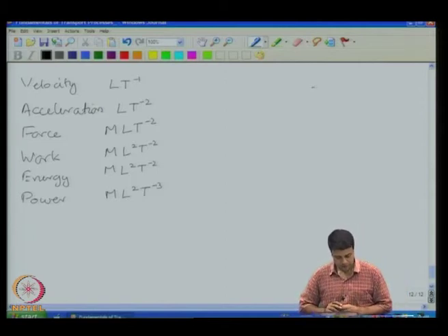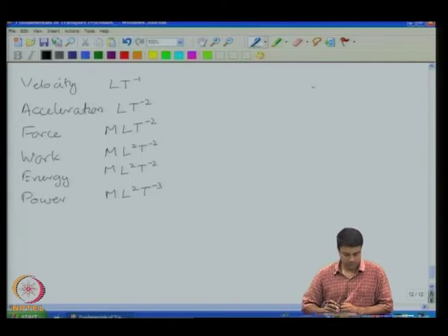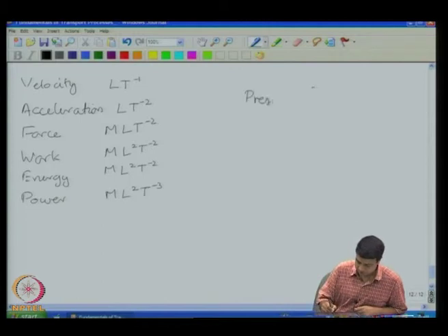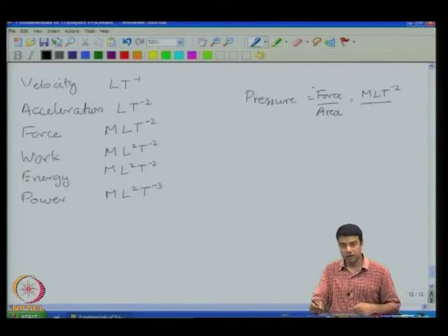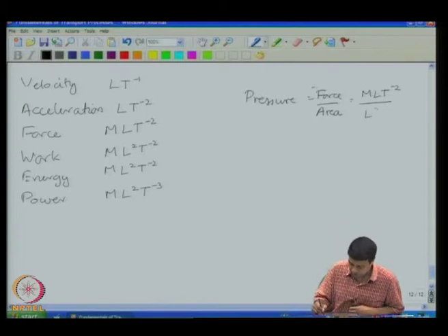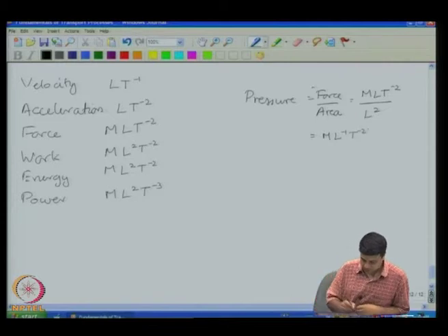So now let us look at some dimensions of some quantities that will be of interest to us in the present course. The pressure acting on a surface is the force per unit area. Pressure is equal to force by area, which is equal to m L t power minus 2 divided by the area. Area has dimensions of the square of length, L square. So this is equal to m L inverse t power minus 2.